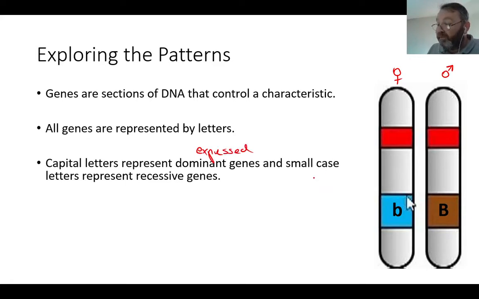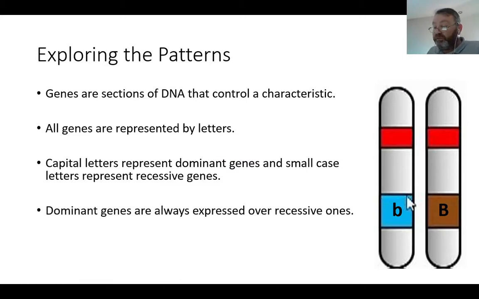Okay, whereas little ones are called recessive. They wait in the background. They don't fight with the dominant ones. If a recessive gene pairs off with a dominant, dominant wins. If a recessive gene pairs off with a recessive gene, they both win, and they're able to express themselves. So it's only when you have two recessives together that you're able to express the recessive trait. I hope this is making sense to you. Okay, so dominant genes are always expressed over recessive ones.